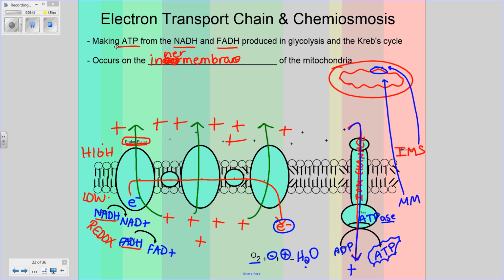Ladies and gentlemen, oxygen is called the final electron acceptor. And it is really, really important, because if we didn't have this oxygen to pick up these electrons as they came through, the entire process would stop. Everything would get backed up. These wouldn't drop off their electrons, NADH and FADH, which means that they wouldn't be recycled back to NAD plus and FAD plus, which means that the Krebs cycle would stop, glycolysis would stop, and the entire process completely shuts down. So ladies and gentlemen, we've finally made our ATP.